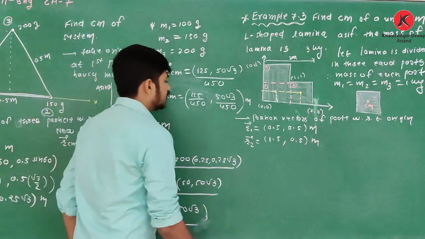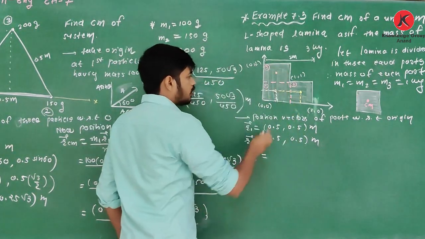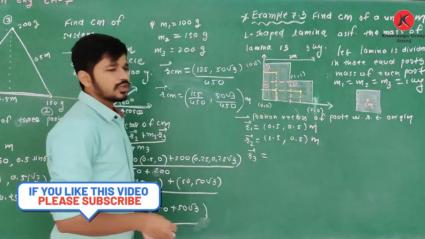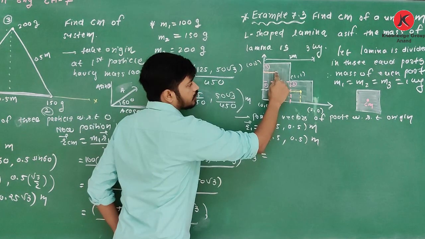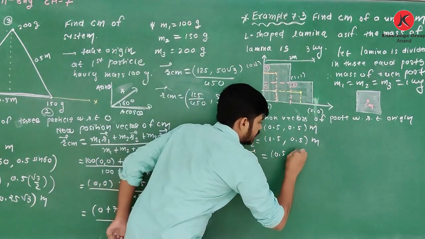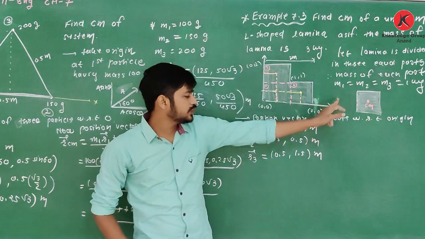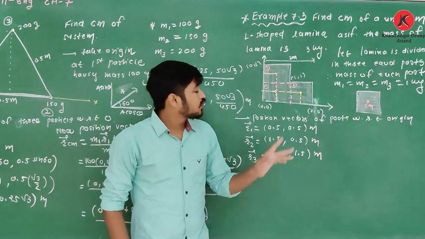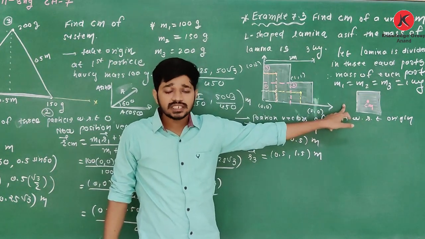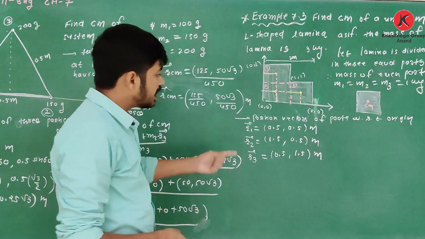Now for the third particle, that is R3. Where is its center? Here it is. From this point, draw perpendiculars on the x-axis and y-axis. For this third part, the x component is 0.5 and the y component is 1.5. So we have three masses m1, m2, m3 and three position vectors r1, r2 and r3. Why do we consider their center? Because for a square plate, the total mass is concentrated at its center.